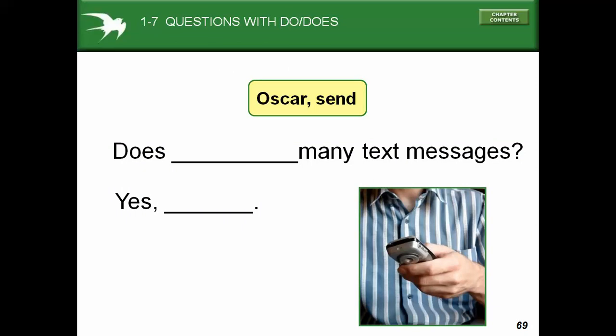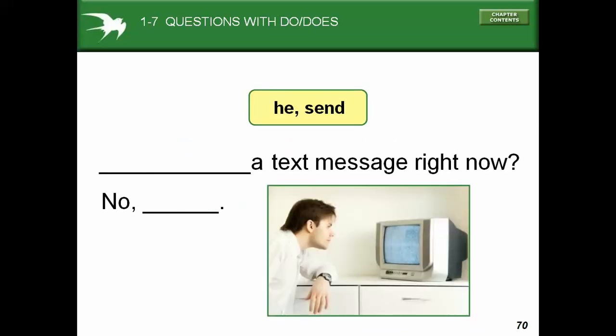Oscar sent many text messages. Complete the sentence with does. Yes, he does. Use subject he and verb send. Is he sending a text message right now? No, he isn't.